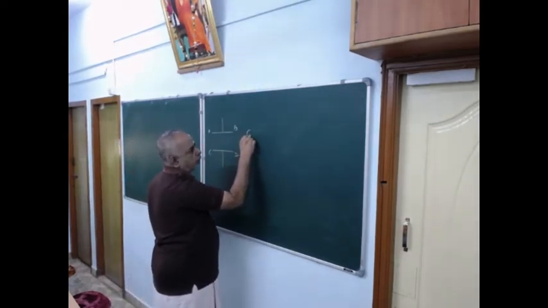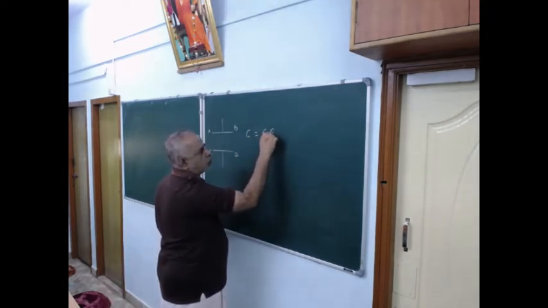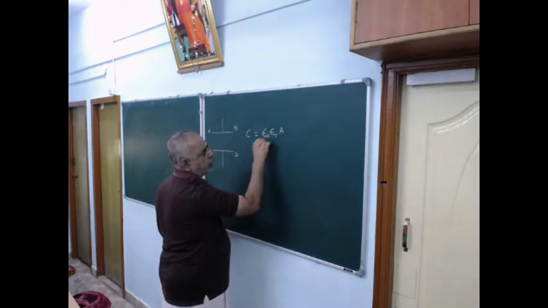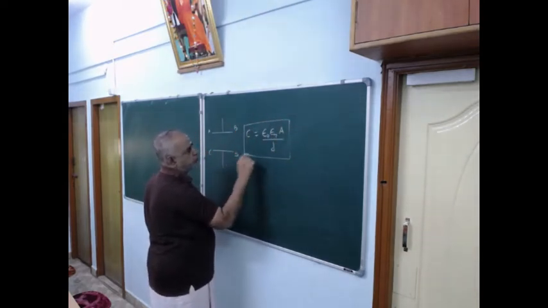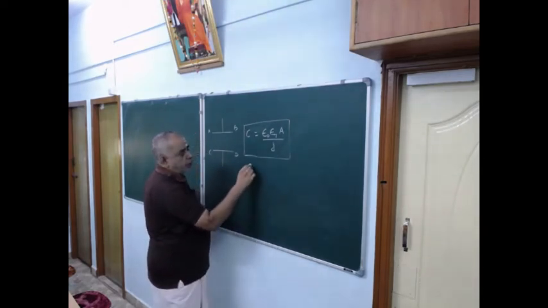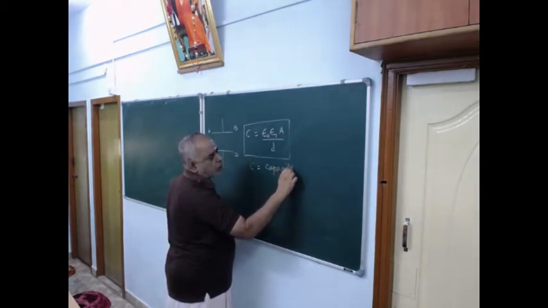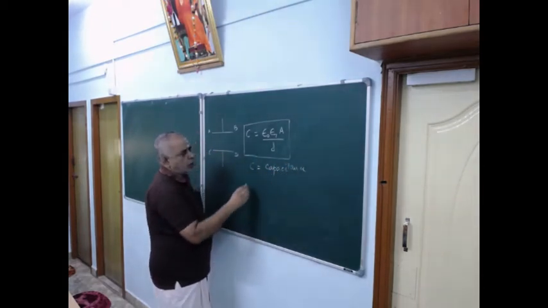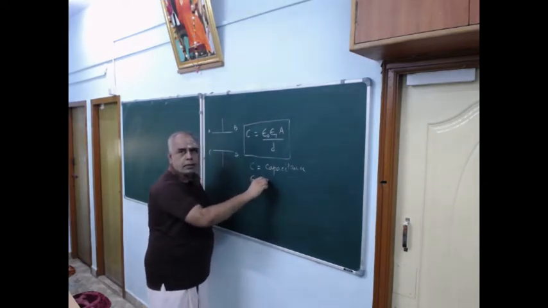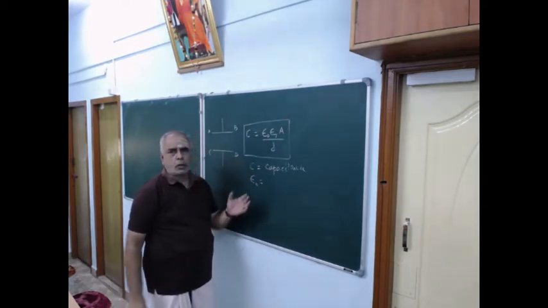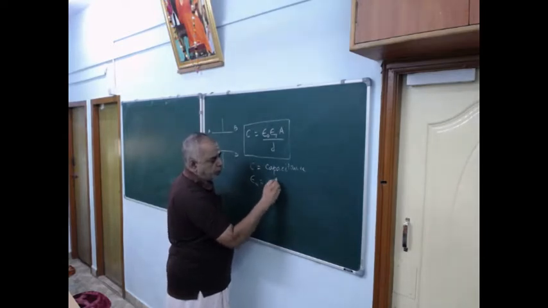So the capacitance is given by epsilon naught epsilon R into A divided by D. This is the important equation, where C stands for capacitance. Epsilon naught is the dielectric constant, you can call it the dielectric constant of free space, or the permittivity.